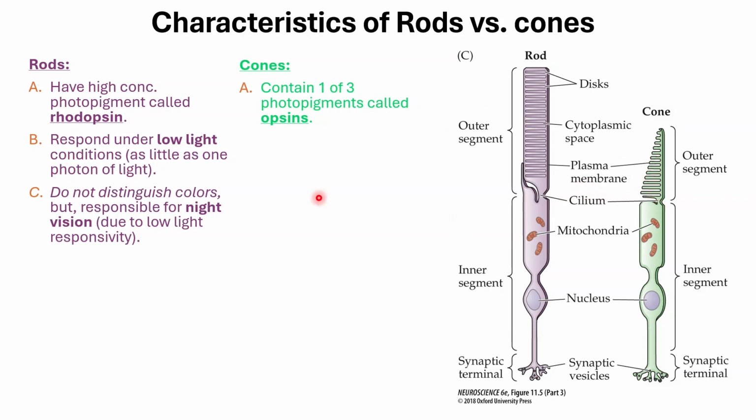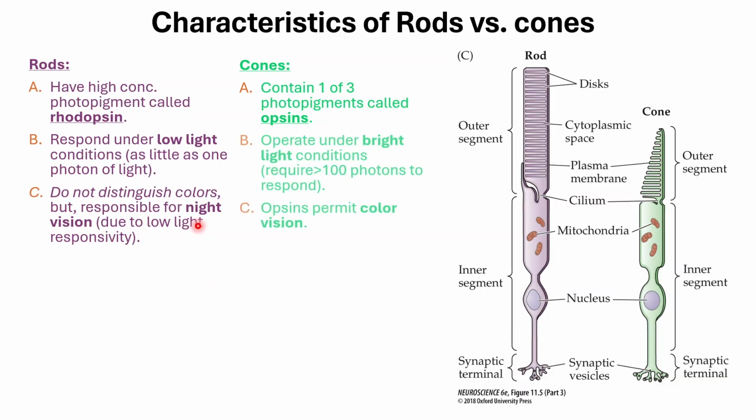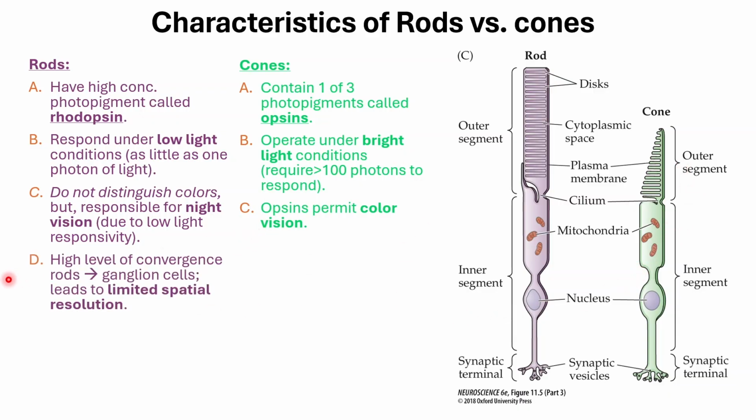So rods, they respond to low light conditions. So they're particularly sensitive to low light conditions. That's where we're going to see the majority of the activity of rods when we're in low light conditions. But they don't distinguish colors at all. Whereas cones, they tend to operate under bright light conditions. They require at least 100 photons striking the outer segment in order for a given cell to respond. And as I said, they permit color vision.